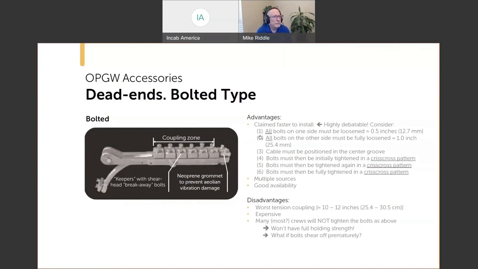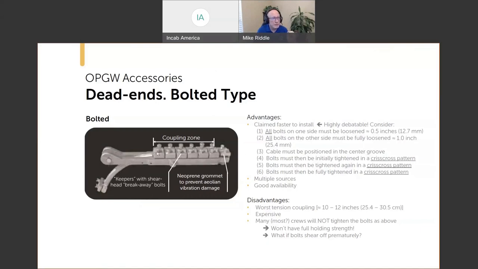The advantages of this type of dead end are that it's claimed to be faster to install. Now, I've had doubts about that for a long time. When I tried to do it myself, I didn't find it was significantly faster at all. But I don't install dead ends every day. So someone could say, well, I was just not fully competent doing it. So what good is my opinion? Well, it's my opinion.